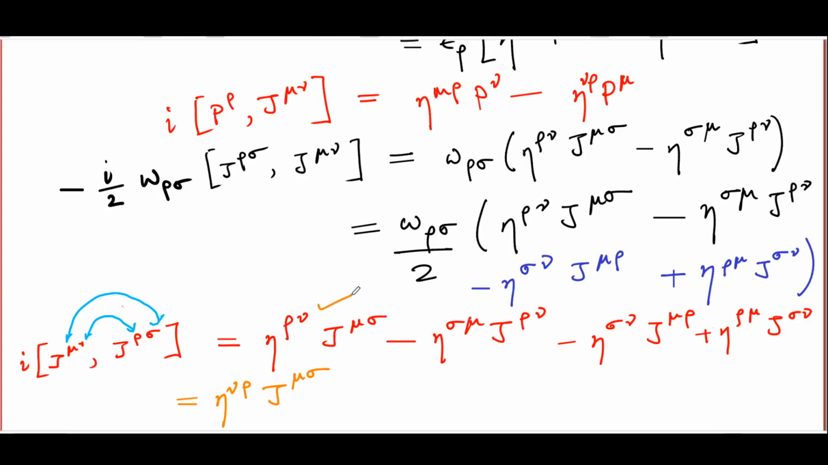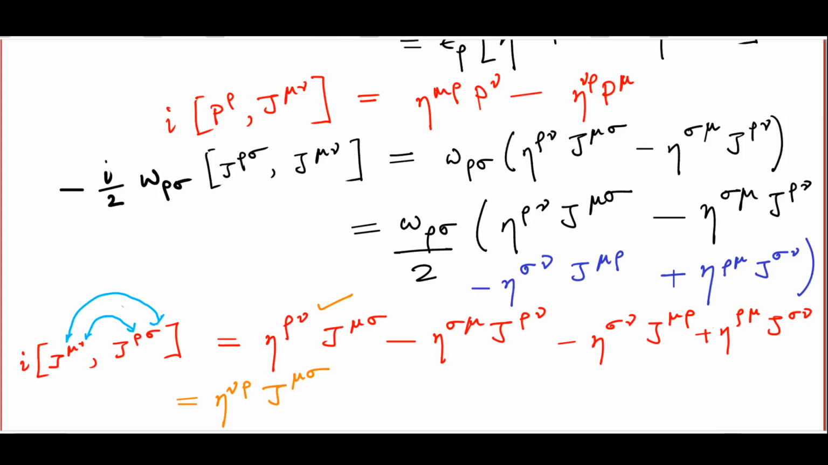Note that that is exactly the same as this particular term. Although I have written eta rho nu here, eta nu rho is of course the same as that. But that only gives us one term. We still need to write the other three. But that's actually pretty easy if you remember that the left hand side is antisymmetric under the interchange of rho and sigma, also antisymmetric under the interchange of mu and nu.